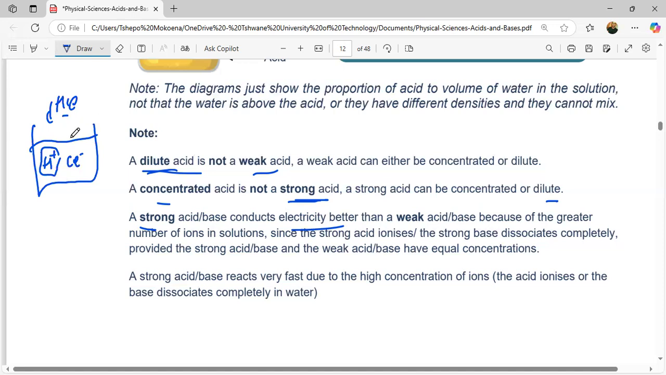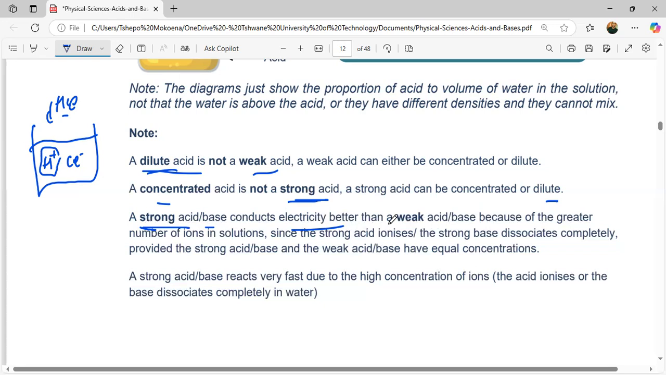When you ionize or dissociate your strong acid in a solution, you're going to form the ions. Now, this is what we have learned under electrochemistry. We have learned that ionic compounds, when they dissolve in water, form ions, and those ions become good conductors of electricity. So even here under acids and bases, when you have a strong acid or a strong base, they will conduct electricity better than a weak acid.